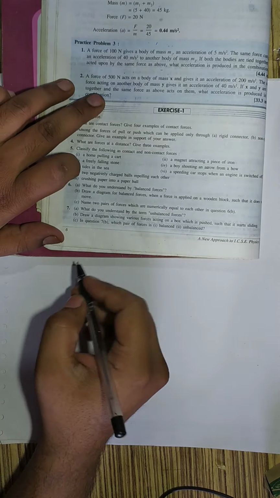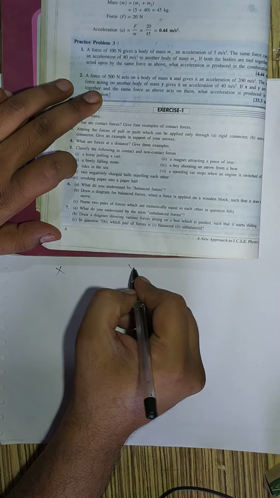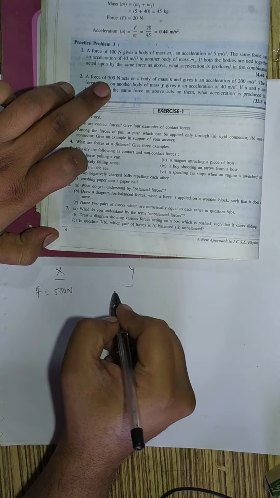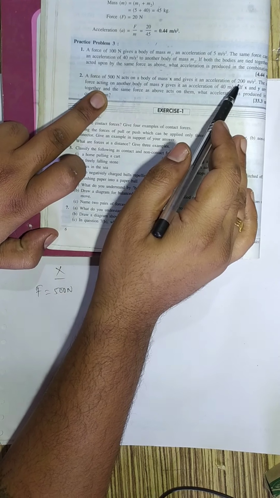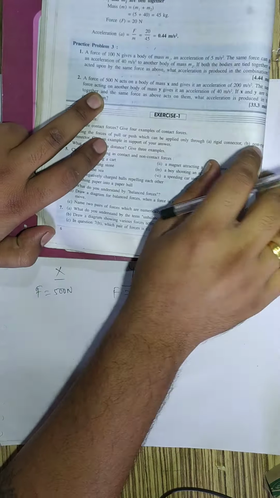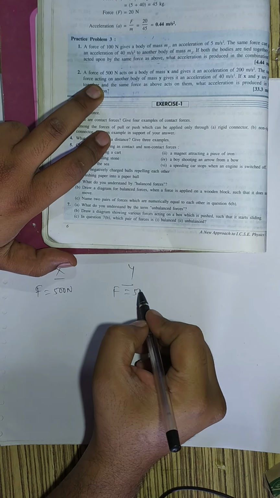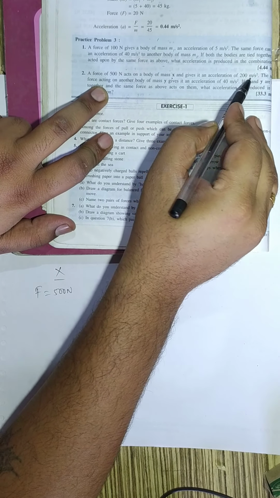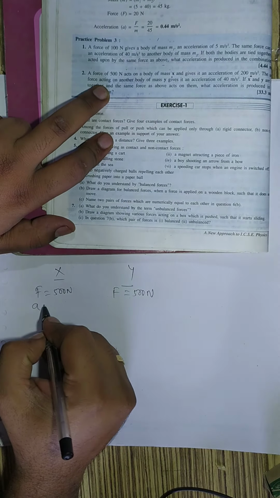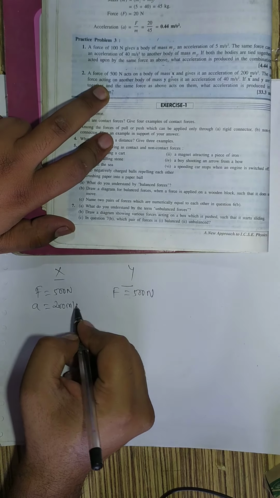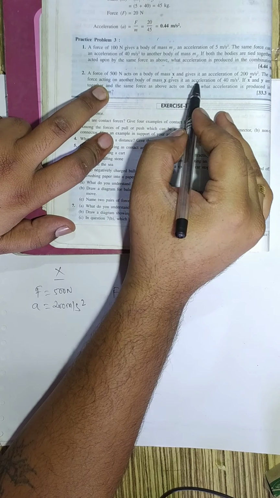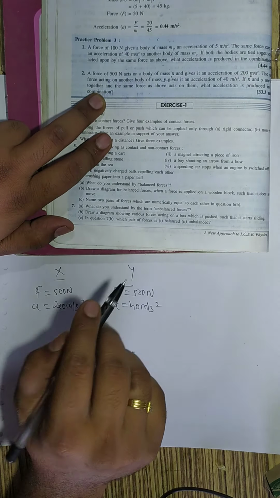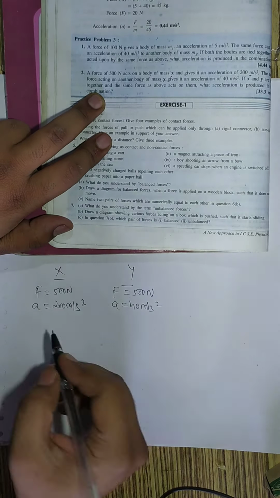So again here in this question there are two bodies given, x and y. For x the force acting on it is 500 newtons, and the same force is acting on the other body y. So here also 500 newtons on the body x. Now it gives an acceleration of 200 meters per second square. So x experiences acceleration of 200 meters per second square and y experiences an acceleration of 40 meters per second square. Now let us find out their masses.